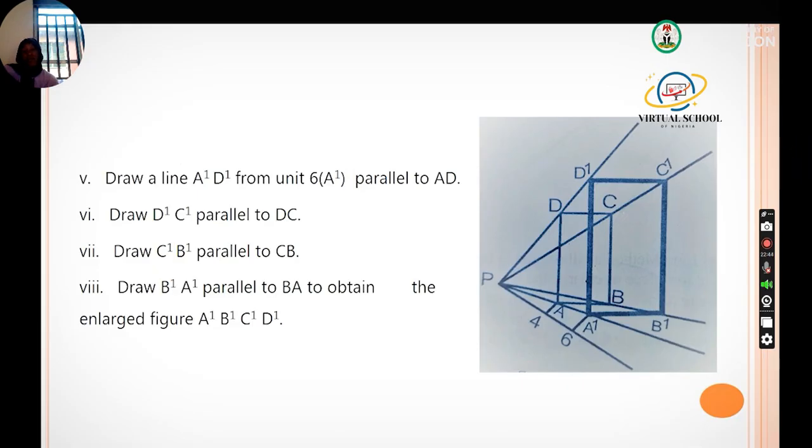So draw C1, B1 parallel to CB. C1, B1. So you can see them, they are parallel to each other. Draw B1, A1 parallel to BA. B1 towards A1, this is our A1. So you can see them parallel to each other. Then draw B1, A1 to obtain the enlarged figure A1, B1, C1, and what? D1. Thank you very much.